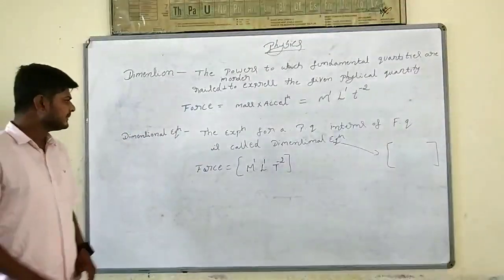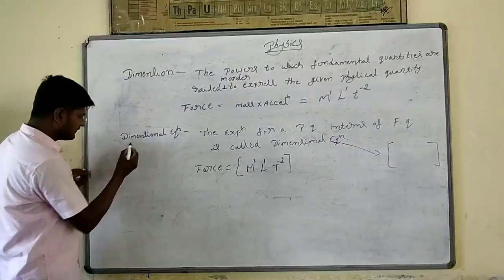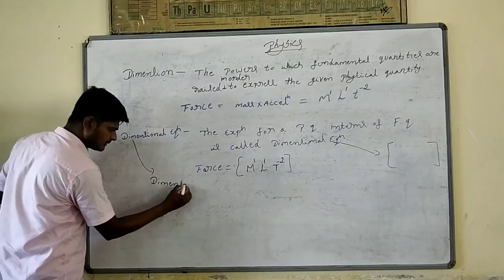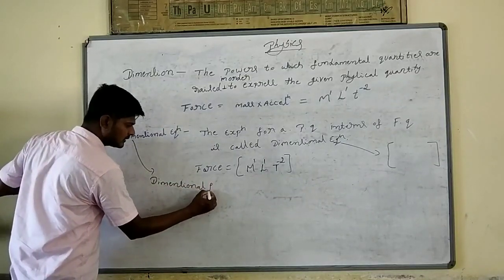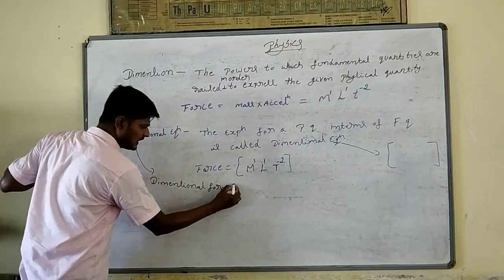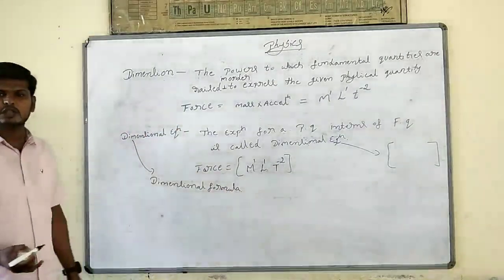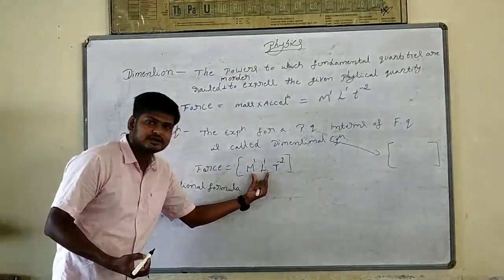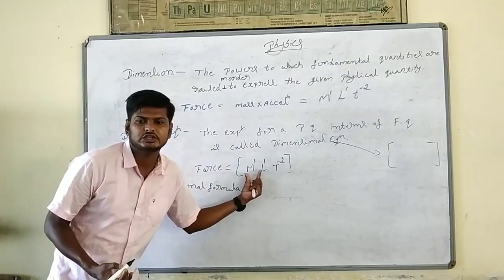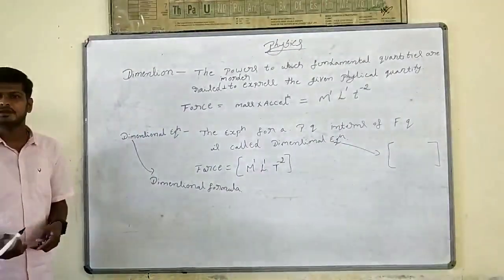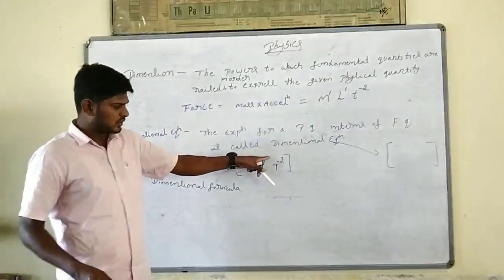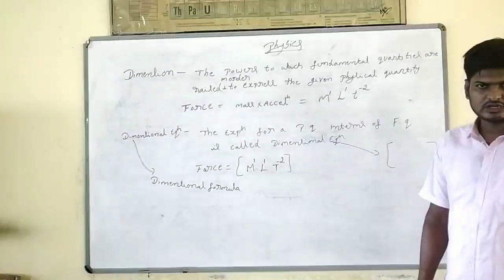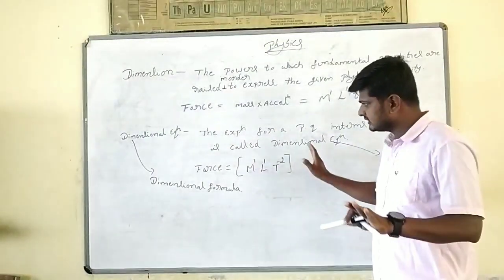Now, dimensional formula. Simple, look. The RHS of the dimensional equation we are going to call as what? Dimensional formula. This M power 1, L power 1, T power minus 2 is there now. This one we call the dimensional formula. Clear?